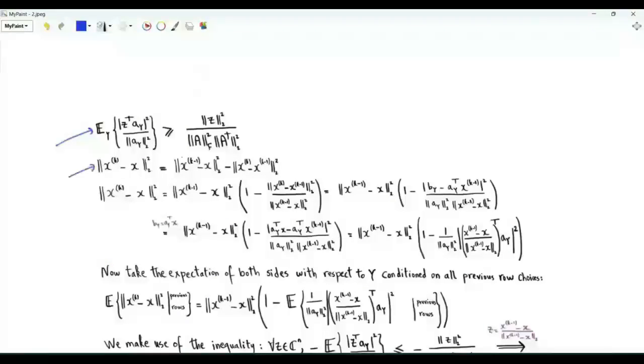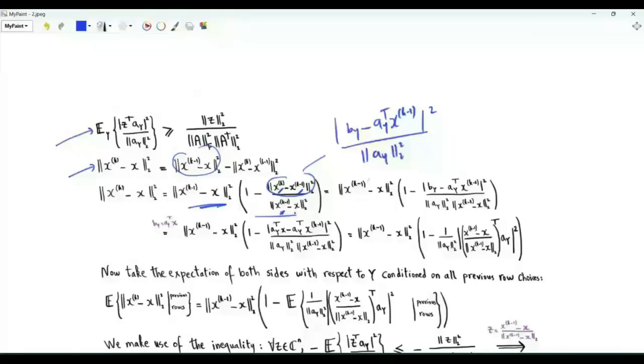We have this inequality and that result. Take this L2 norm squared as a common factor. Between brackets, we have 1 minus the L2 norm squared of x of k minus x of k minus 1 divided by the L2 norm squared of x of k minus 1 minus x. We know that this is the magnitude squared of by minus ay transpose x of k minus 1 divided by the L2 norm squared of ay.